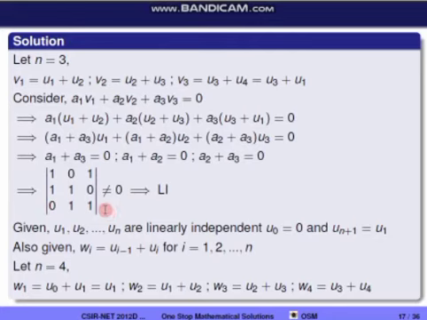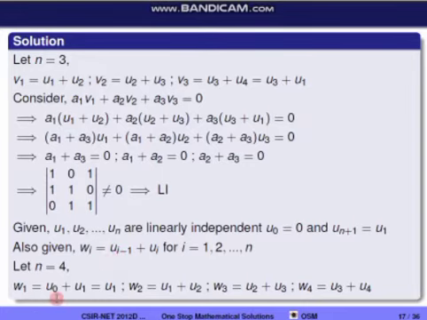So form its matrix form and find its determinant. When you find the determinant, it is non-zero, therefore the vi's are linearly independent for n is equal to 3. That is, for n being an odd number, the vi's are linearly independent. That is, for n is equal to 211, the vi's are linearly independent. So now we'll check for wi. So similarly take n is equal to 4.